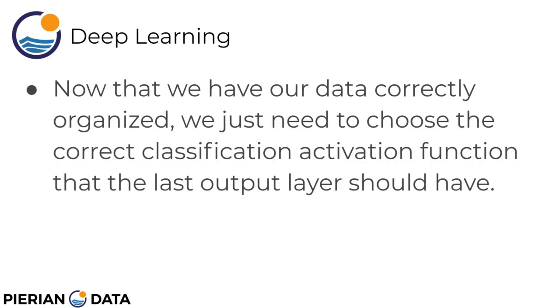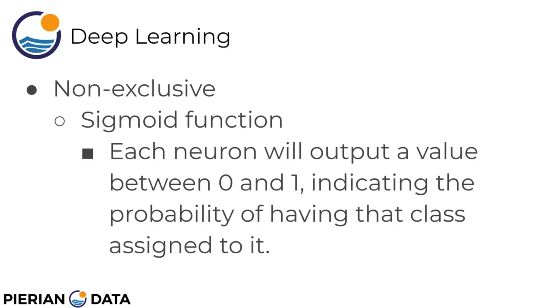So now that we have data correctly organized, and we're going to one-hot encode our data later when we're actually coding, all we need to do is choose the correct classification activation function that the last output layer should have.